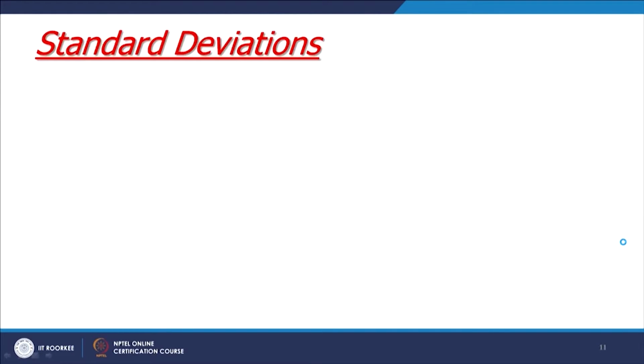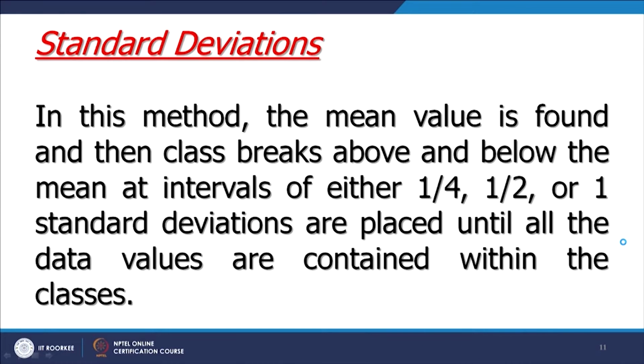Now the fifth one is the standard deviation, which is a purely statistical technique. In this method, the mean value is found first, and then class breaks above and below the mean at intervals of quarter, half or one standard deviations are placed until all data values are contained within the classes. This is a very standard way of using the standard deviation method. By this we can know the different classes, which are below the standard deviation, which are higher, and the mean part also.